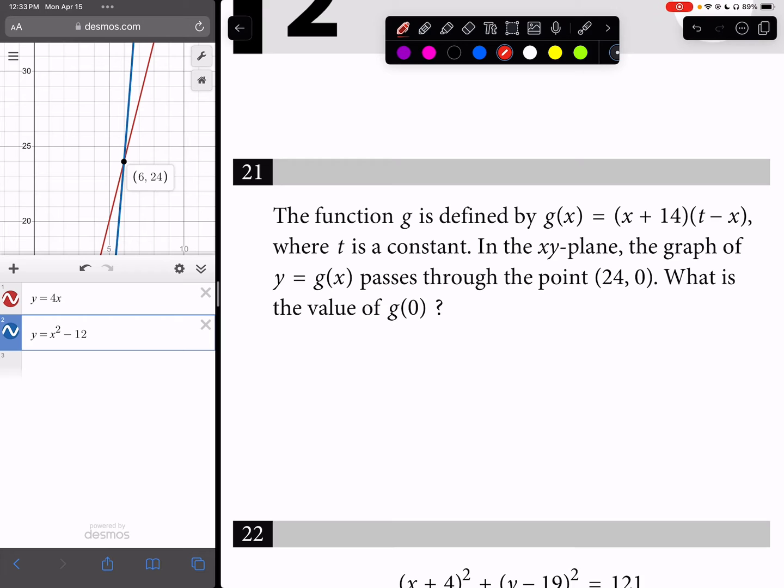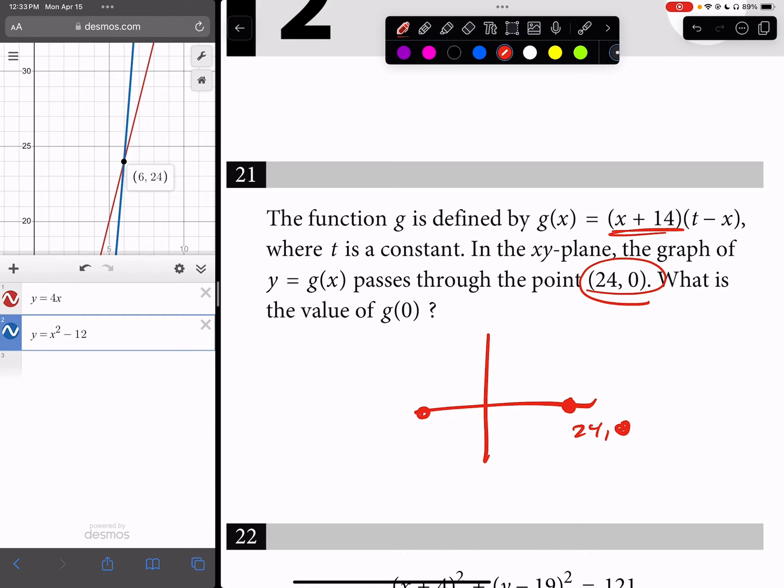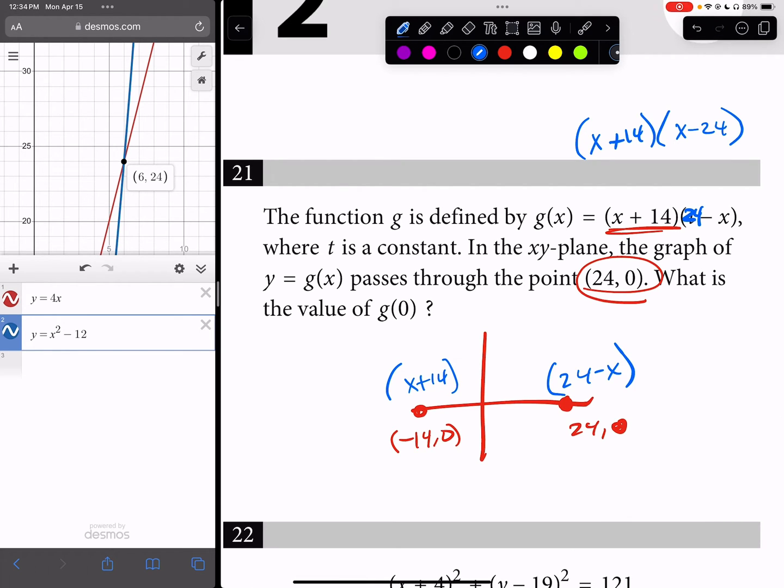Number 21 says that this function goes through 24 comma 0. Again, 24 comma 0 is here. In that case, if it goes through 24 comma 0, that suggests that this is negative 14, right? So this would be negative 14 comma 0, and that's 24 comma 0. Interesting. So really, that's like saying x plus 14, x minus 24. They have it in a weird order a little bit, not really sure why, but that really suggests to me that maybe this is 24. Again, because these are the zeros, this would be x plus 14, and I guess they have it backwards, but they have 24 minus x.